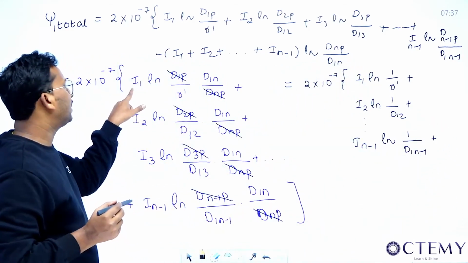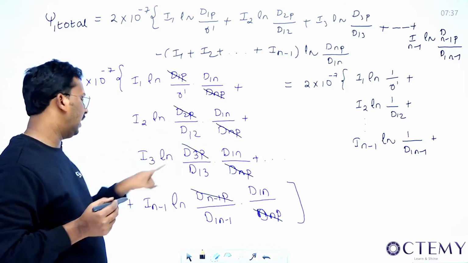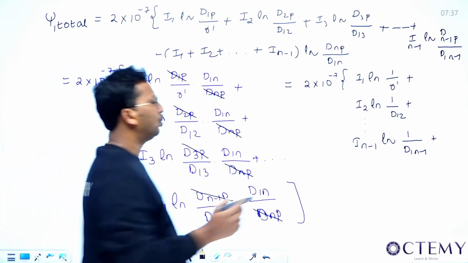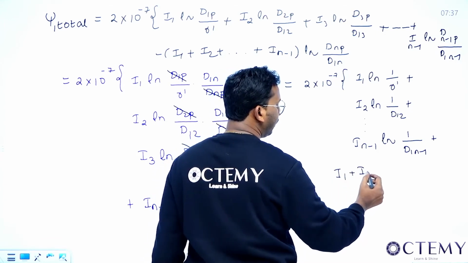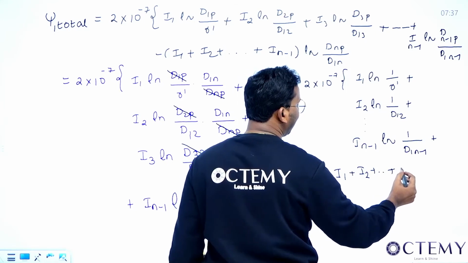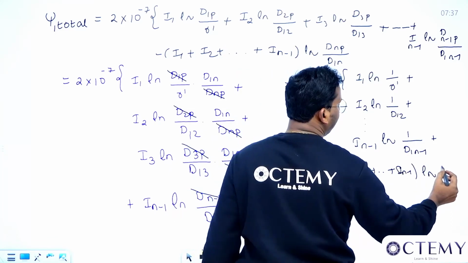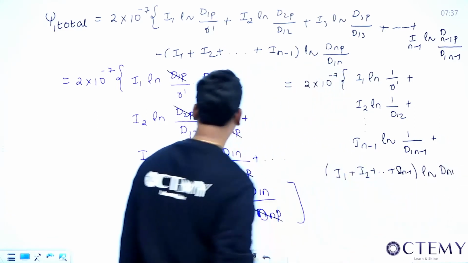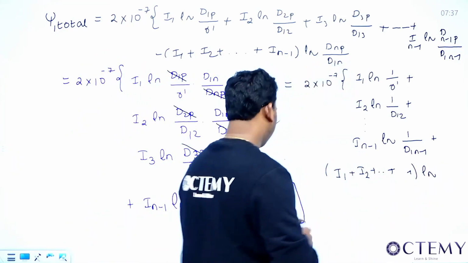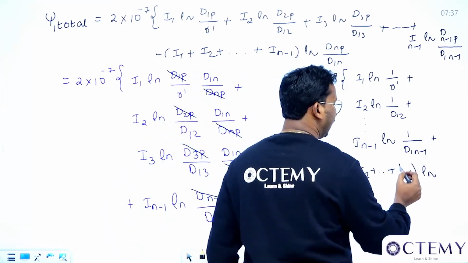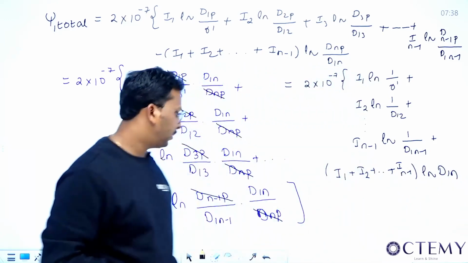Now the first term is I1 ln d1n, I2 ln d1n, I3 ln d1n, I(n minus 1) ln d1n. So if you take I1 plus I2 plus and then so on plus I(n minus 1) into ln d1n, so see, sir, this is I(n minus 1) and this is d1n, right? Just observe this last step now.